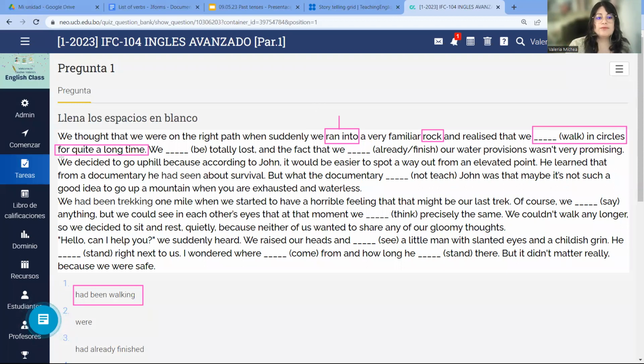Let me tell you again, because we have an action that lasted for quite a long time, for a period of time. So we're focusing on the duration. Then we know that this happened before some other actions in the past, specifically this one, when we ran into something. All right, so that's why that will be my choice. So use the past perfect continuous to focus on the duration of something that happened before some other actions in the past. Do we have doubts here? Or are we following the idea?